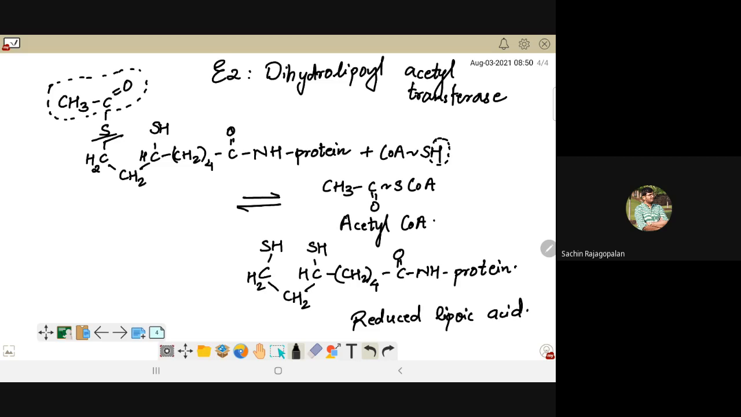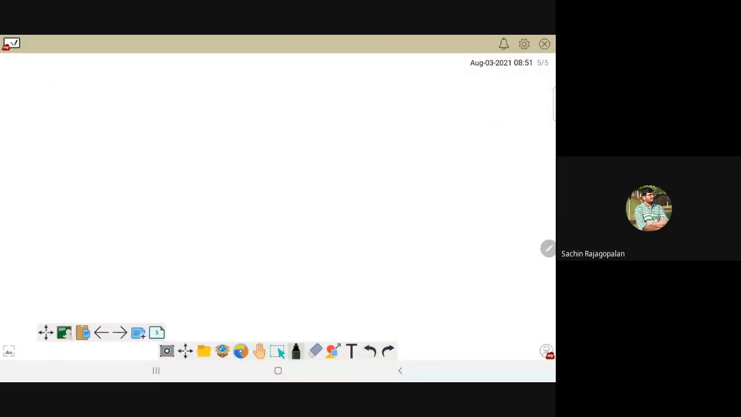Now please understand that once this reduced lipoic acid is formed, acetyl CoA has been made. So the substrate that I needed for our Krebs cycle, I have got. But this reduced lipoic acid, we can't leave it like this. We have to oxidize it so that it can participate in conversion of another molecule of pyruvate to the level of acetyl. So what do we do then? That's where our E3 comes into the picture, which is dihydrolipoyl dehydrogenase.